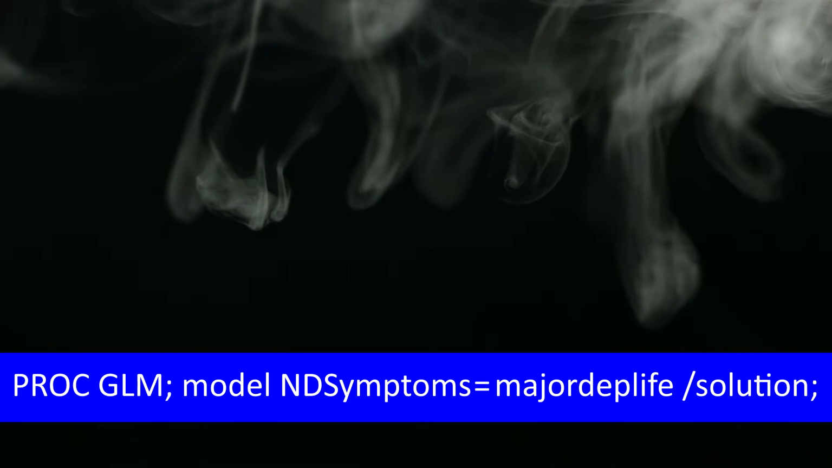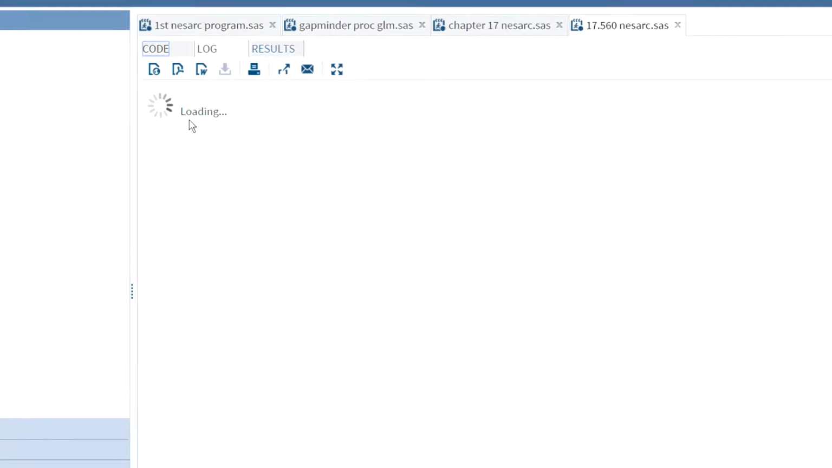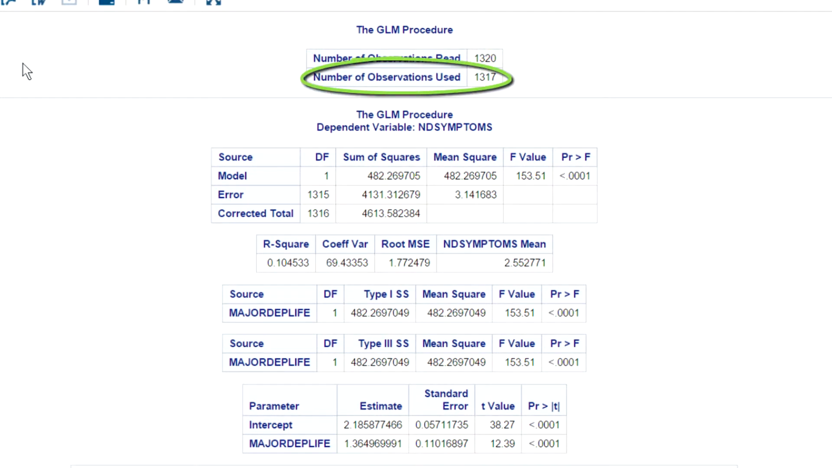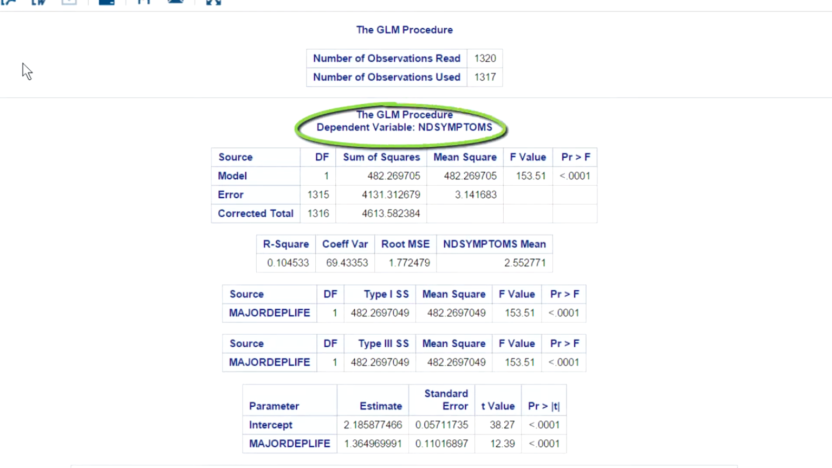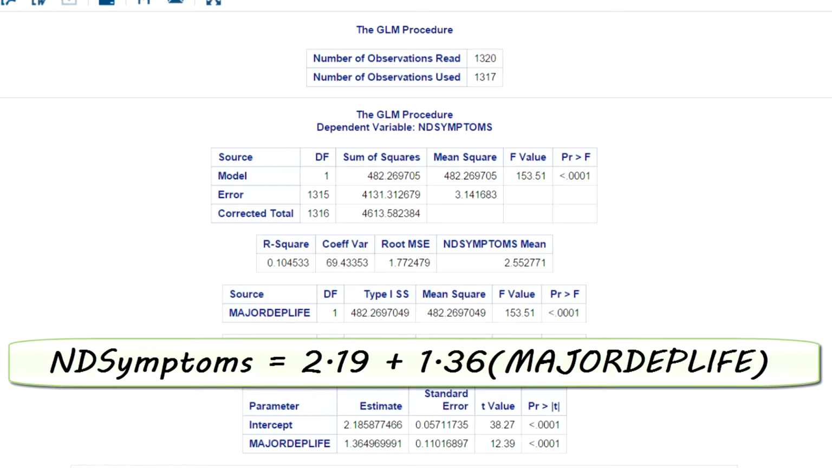The full code is proc glm semicolon model nd symptoms equal to major dep life / solution, and it ends with a semicolon. The solution option is necessary in order to generate parameter estimates for the regression model. We also see the same output format as with the Gapminder regression example, with number of observations and number of observations with complete data that were used in the model, and the name of our response variable, and here are our parameter estimates and p-values. Thus we know that our equation is nd symptoms equal 2.19 plus 1.36 times major dep life.